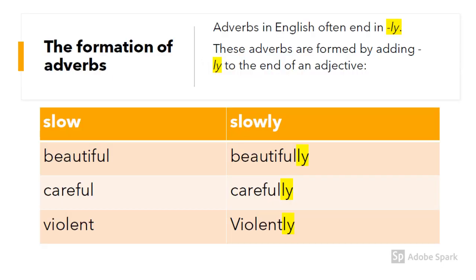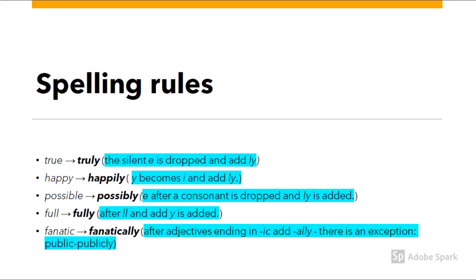The formation of adverbs. The basic way of forming adverbs is by adding ly at the end of the adjective. Examples: slow, slowly, beautiful, beautifully, careful, carefully, violent, violently. Here are some spelling rules that you have to remember when forming adverbs.